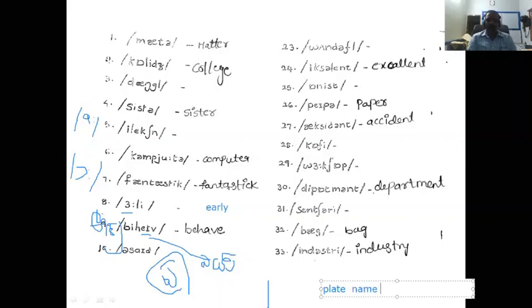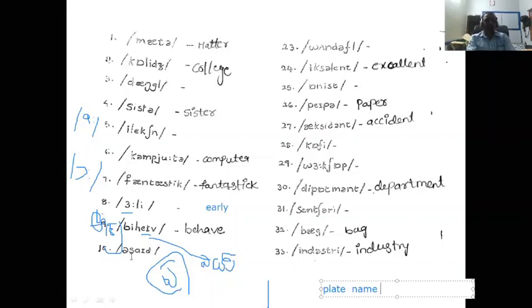For example, N-A-M-E. When you say name, you are using the long A sound. But instead of that, what you have to use is the short A sound. Name. You have to say it in that way. Then what's the next one?